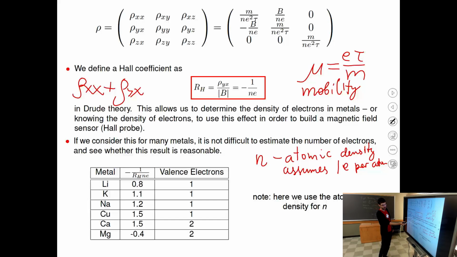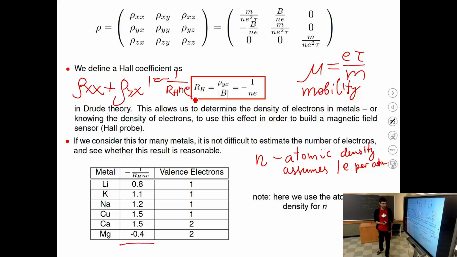And then in this form, 1 divided by RH over NE, if there is 1 electron per atom, then this column, the middle column, should give us exactly 1. Okay, is it clear? So if you look at this equation and move RH to the right side, you will have 1 equal to minus 1 over RH and E. Right. So if there's 1 electron per atom, we should have 1 here.